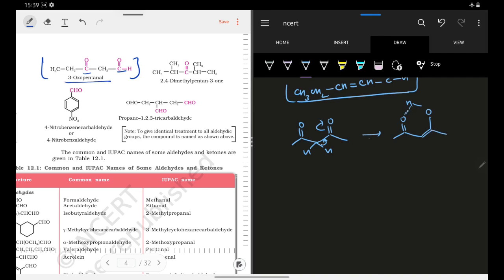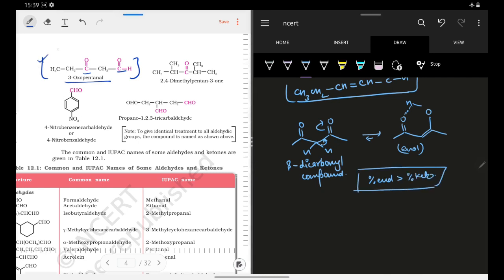As it leads to hydrogen bonding, we can say that this enol structure is very stable. We know that for beta dicarbonyl compounds, percentage enol content is more than percentage keto content. So percentage enol is more than percentage keto. This you should remember for this structure. Then 2,4 dimethyl pentan-3-one, this you can draw. Then you can also draw this one, and you can also draw your 4-nitrobenzene carbaldehyde.